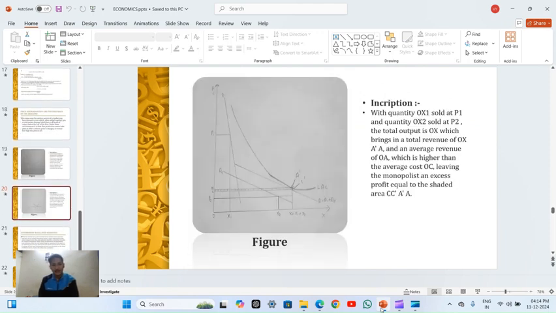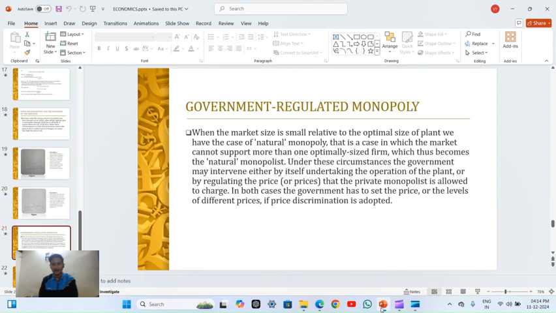Here is another figure you can see. The description of this figure is that with quantity OX1 sold at P1 and quantity OX2 sold at P2, the total quantity is OX, which brings in a total revenue of OXA'A, and an average revenue of OA, which is higher than the average cost OC, leaving the monopolist an excess profit equal to the shaded area CC''A'A.